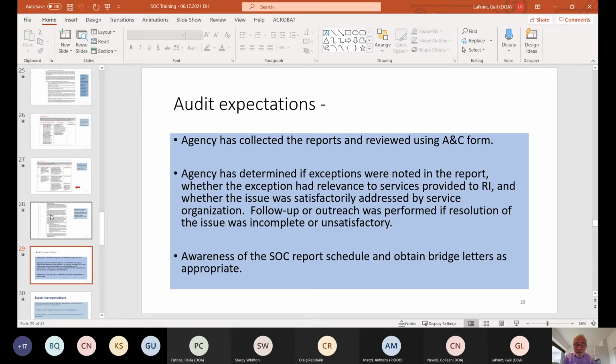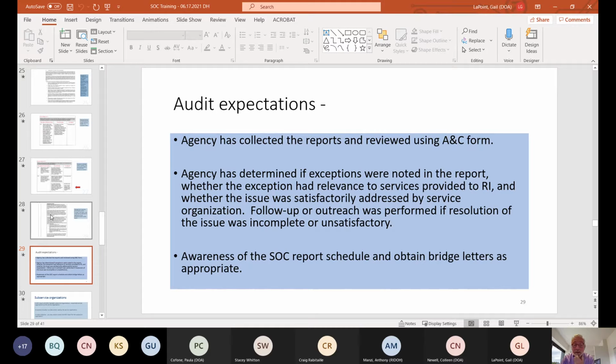Now, you could have a situation, I can't necessarily think of one off the top of my head, where you have an exception and say, well, that causes me some concern about whether the data that I'm using was reliable. I think in this case, because it was more of an IT computer access control, it was probably not as direct an impact on the data that we're bringing into the state.